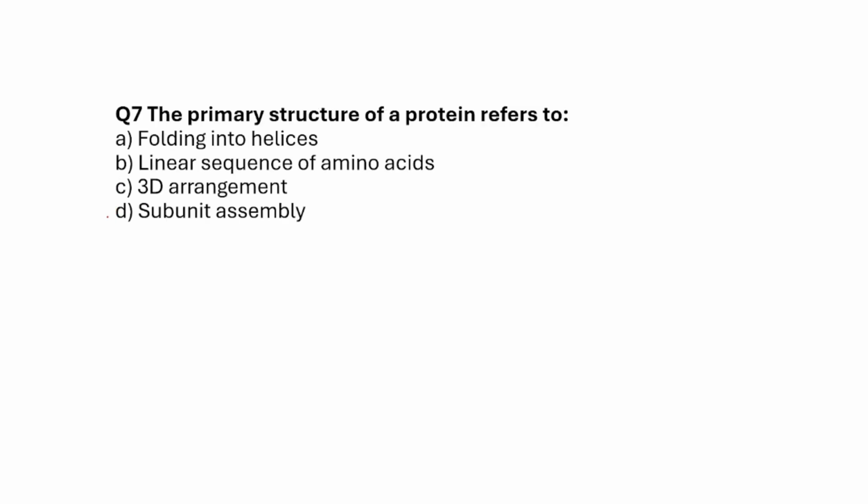The primary structure of a protein refers to, remember we are talking about the primary, folding into helices. No, this is not. This is the tertiary structure, or the 3-degree structure. Linear sequence of amino acids, yes. 3D arrangement, this is the quaternary structure and subunit assembly. So option B is correct.